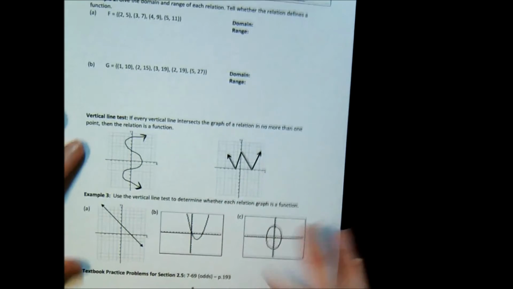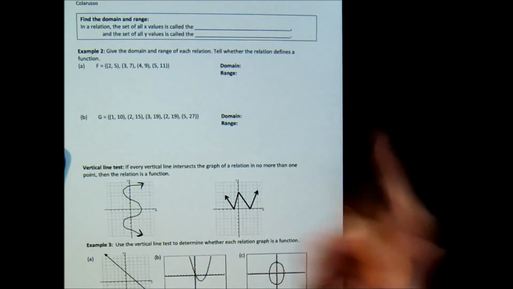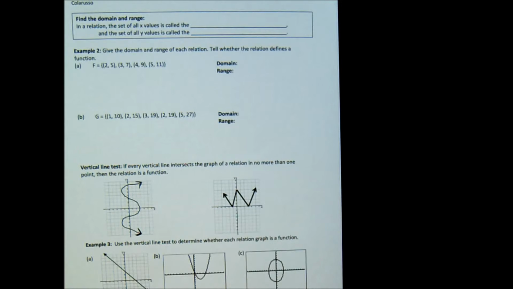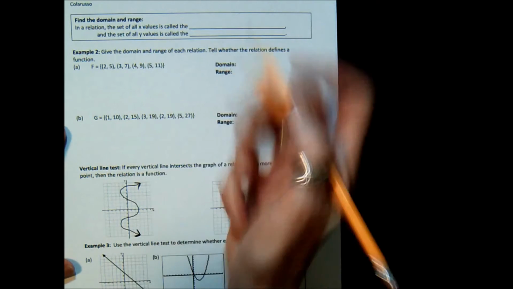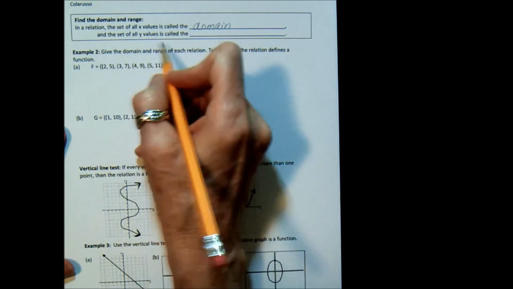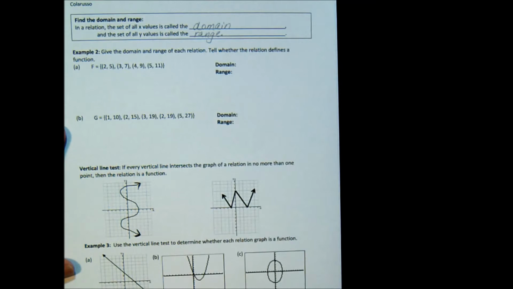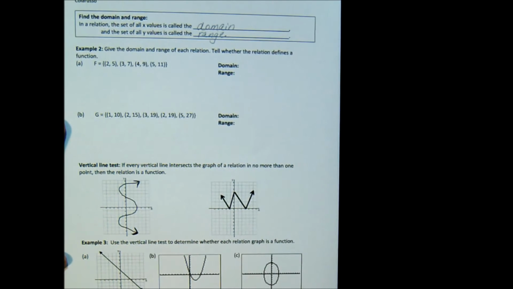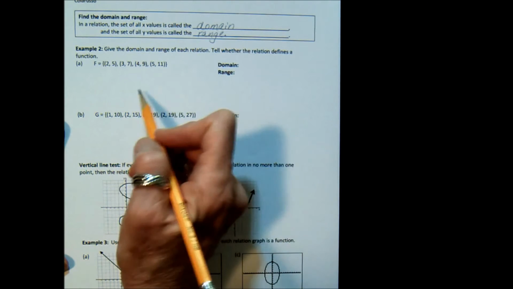Now let's talk a little bit more about functions and relations, and we're going to talk about the domain and the range. Just new definitions for old words. In a relation, the set of all the x values is called the domain, and the set of all the y values is called the range. So we're going to do the same thing we just did, but we're going to list the domain and range here. So it says give the domain and range of each relation and tell whether it is a function.